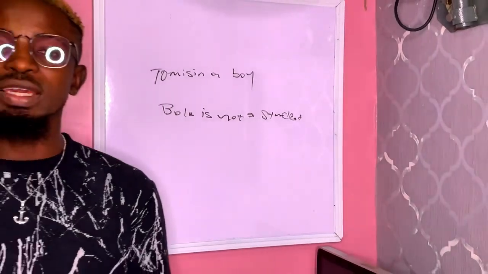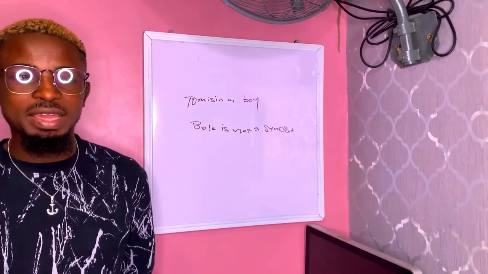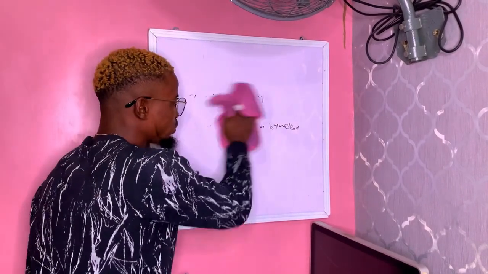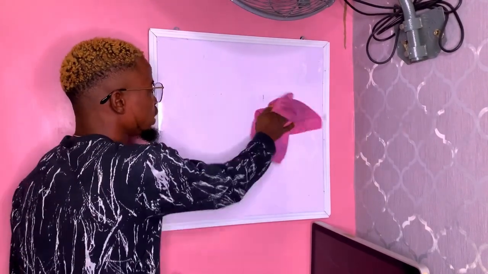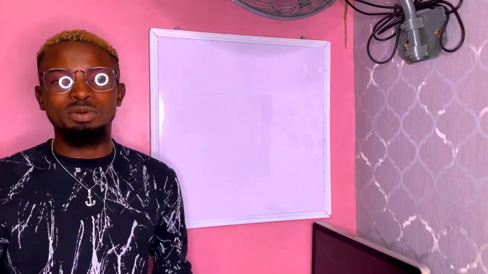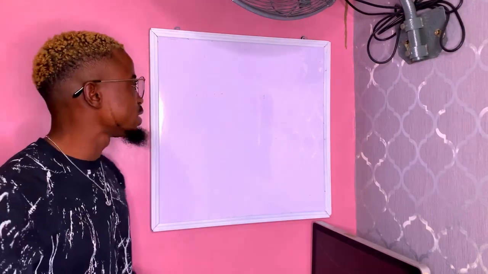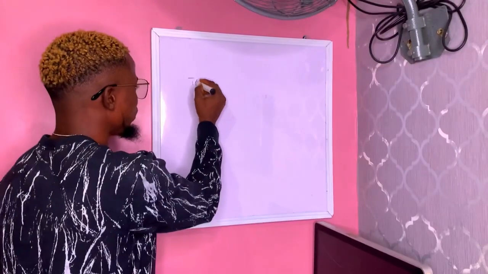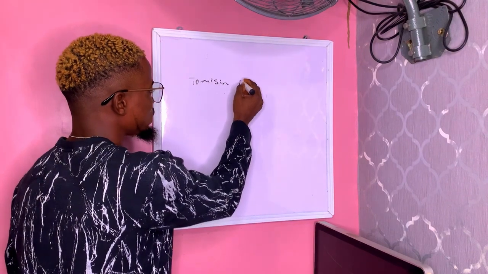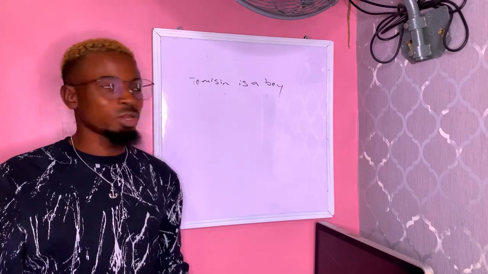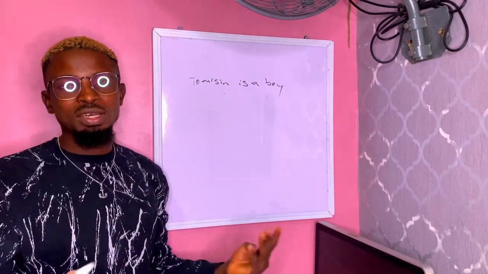So now, in symbolic logic, we have different kinds of propositions. We have what we call a simple proposition, and we have different ways of symbolizing the different kinds of propositions that we have. When we say a simple proposition, what is a simple proposition? A simple proposition is just a proposition that does not have another proposition as a component. Let's say, for instance, we have Tomisi is a boy. This is an example of a simple proposition because it does not contain another proposition as a component.